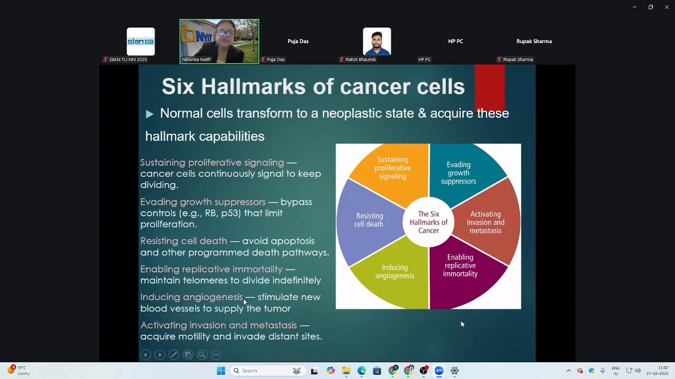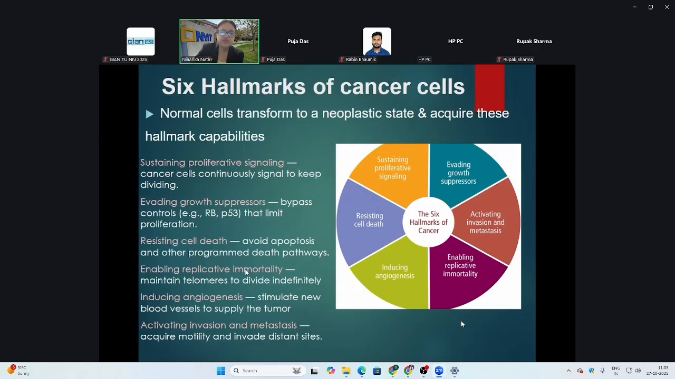And then the cell will say, I'm going to make a tumor, so I need to have blood vessels. So it's going to induce angiogenesis. Angiogenesis means making blood vessels, and making blood vessels is not for all cells. Cancer cells will learn how to make blood vessels and give the signals, so it will stimulate new blood vessels that supply blood to the tumor.